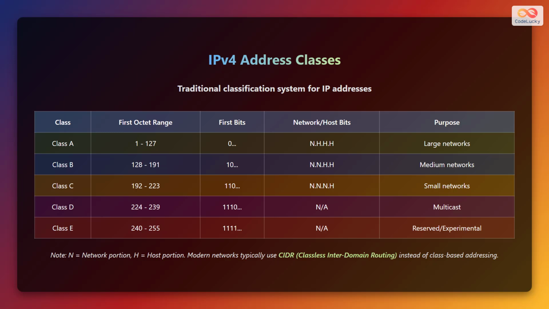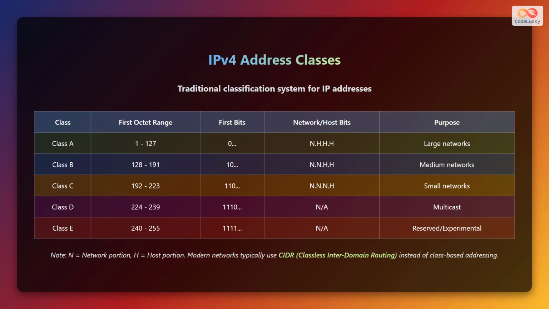Historically, IP version 4 addresses were classified into different classes. This was a traditional way to categorize IP addresses based on their first octet. The address classes are Class A, Class B, Class C, Class D, and Class E. Class A addresses have a first octet range from 1 to 127. The first bit in a Class A address is always 0. In Class A addressing, the network portion is 1 octet and the host portion is 3 octets. These are used for large networks.